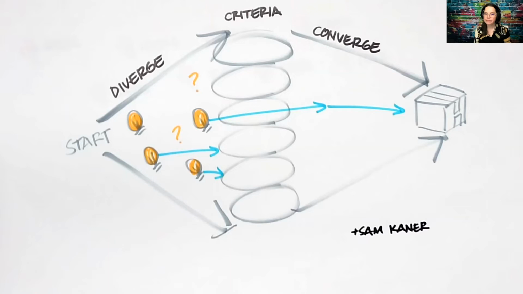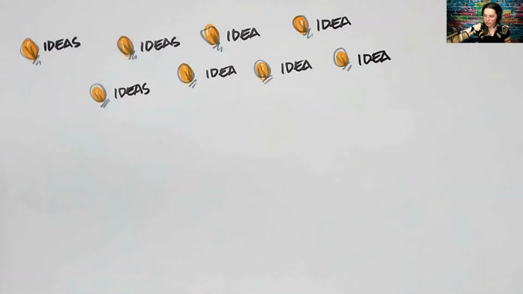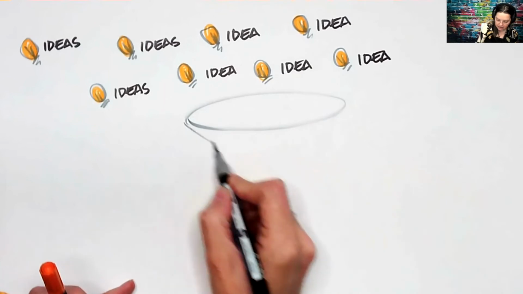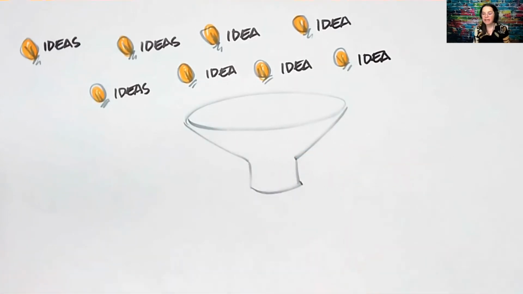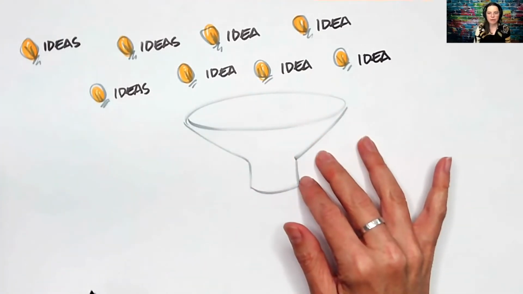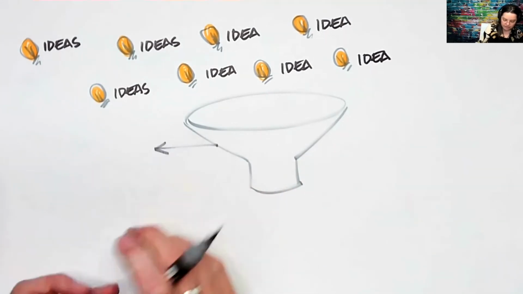So again, a really quick way to draw things out. Now we've got all of these ideas. What are we going to do with them? Well, we need some kind of criteria, like I said. A lot of times I will use an image of a funnel. And notice I'm drawing in gray because I want it to be in the background. But for that funnel, this is where the criteria comes in.